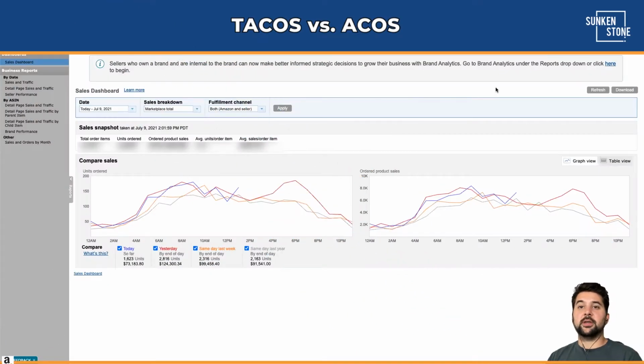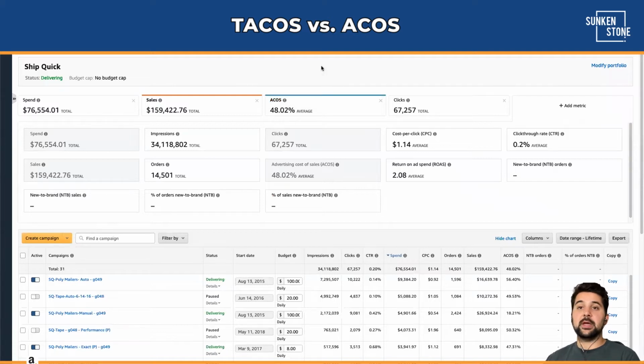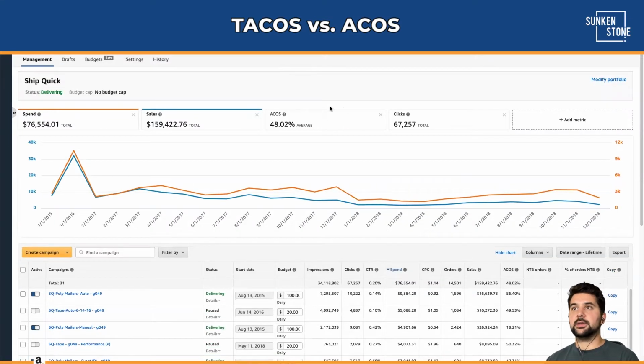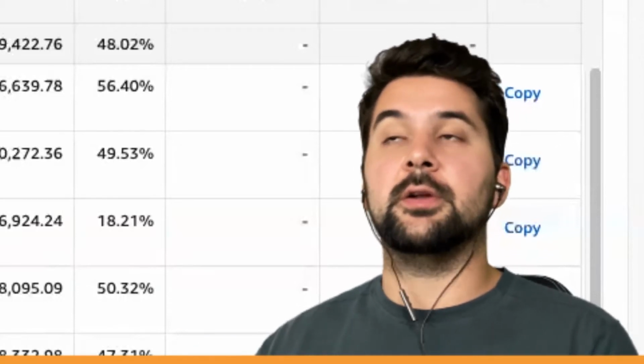So we're going to be talking about ACOS versus TACOS today. So ACOS, what is that? ACOS is basically just advertising cost of sale. And what that means is the amount of dollars you spend to get a sale on Amazon. This is expressed by the function of spend divided by sales. So essentially, we're looking at good old ShipQuick. ACOS, like I said, is spend divided by sales. So an ACOS of 48.02 means that for every dollar of sales you generate through ads, you spend 48 cents to generate said dollar.